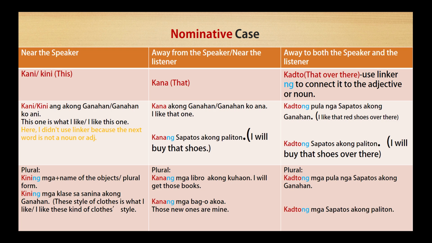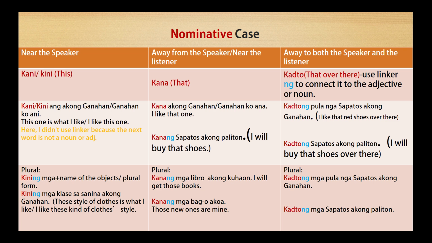This one is what I like. So ganahan ko ani or kini akong ganahan. So here I didn't use the linker because the next word is not a noun or adjective. So I just say kini ang akong ganahan. Okay?